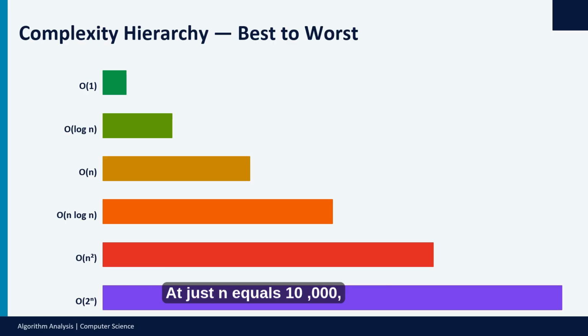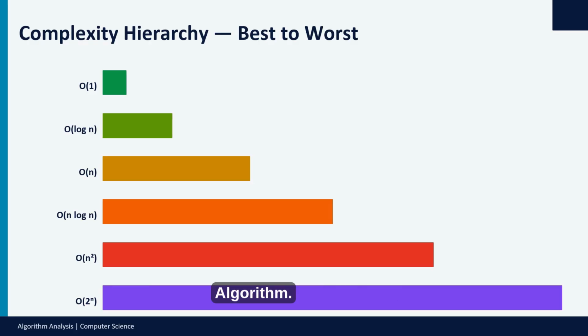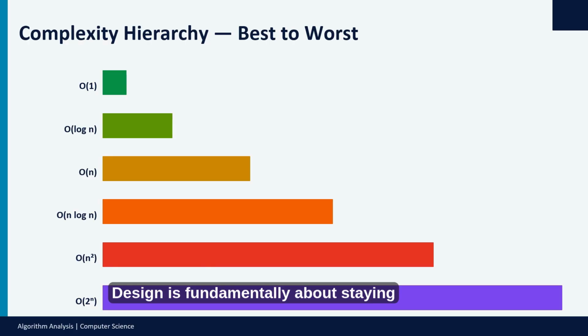At just n equals 10,000, you already have 100 million operations, and O(2 to the n) is practically vertical. It becomes computationally impossible for even modest inputs. The takeaway is clear. Moving up the complexity hierarchy even by one level can mean the difference between a solution that runs in milliseconds and one that runs for centuries. Algorithm design is fundamentally about staying as low in this hierarchy as possible.